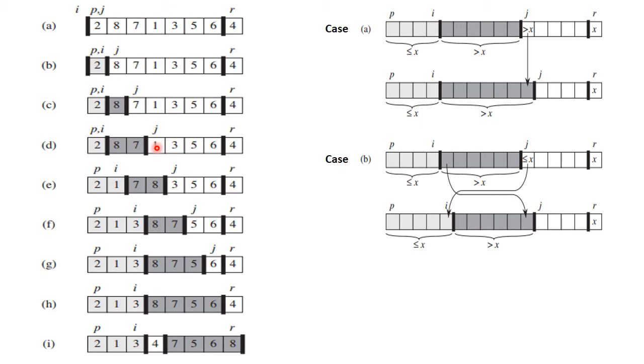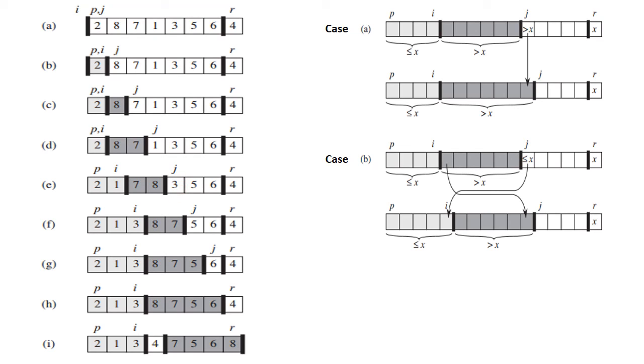Now the next element is 1, which is less than 4, the pivot element. Therefore it is the second case. 1 should be in the first partition, so we incremented I first, and then swapped 1 with 8. So 1 is here and we have incremented I.